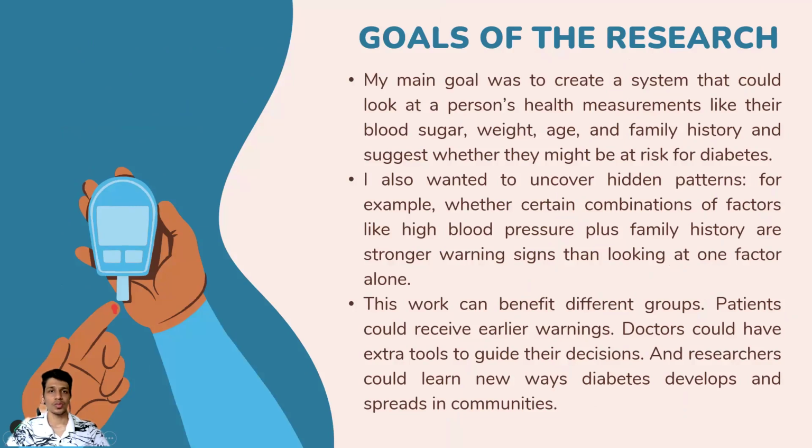The goal of my research was simple: use basic health information to predict if someone might be at risk of developing diabetes. Health indicators like blood sugar levels, body mass index, also known as BMI, age, and family history were used as clues. At the same time, I wanted to go beyond simple prediction. I wanted to find hidden warning signs too.